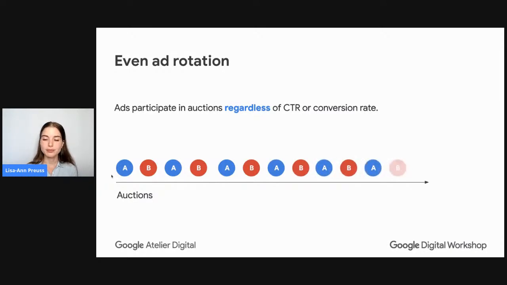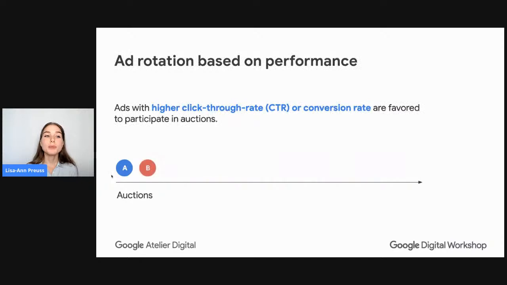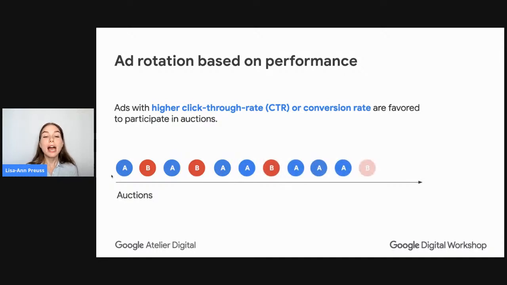But you can then opt for an ad rotation based on performance. And this is really great. So what you can do is you can actually have your ad with a higher click-through rate or even conversion rate be favored over the other ad, meaning that this better performing ad will actually participate in more auctions.